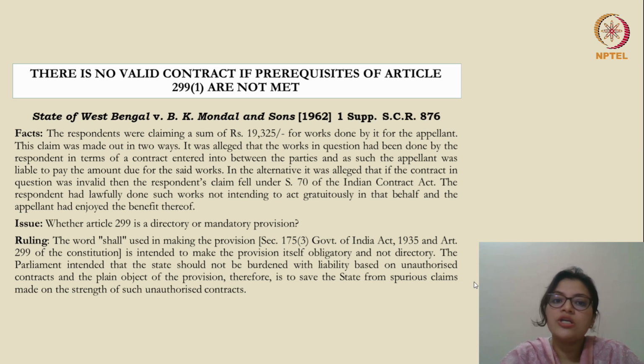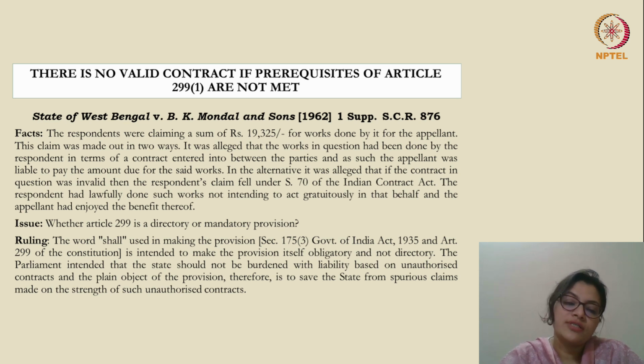So the provincial government defended itself by stating that, look, we had not authorized our officers to go ahead and make these constructions. So there was no authorization given to them. And since there was no authorization given to them, there is no contract under Section 175(3) of the Government of India Act, as it then existed.